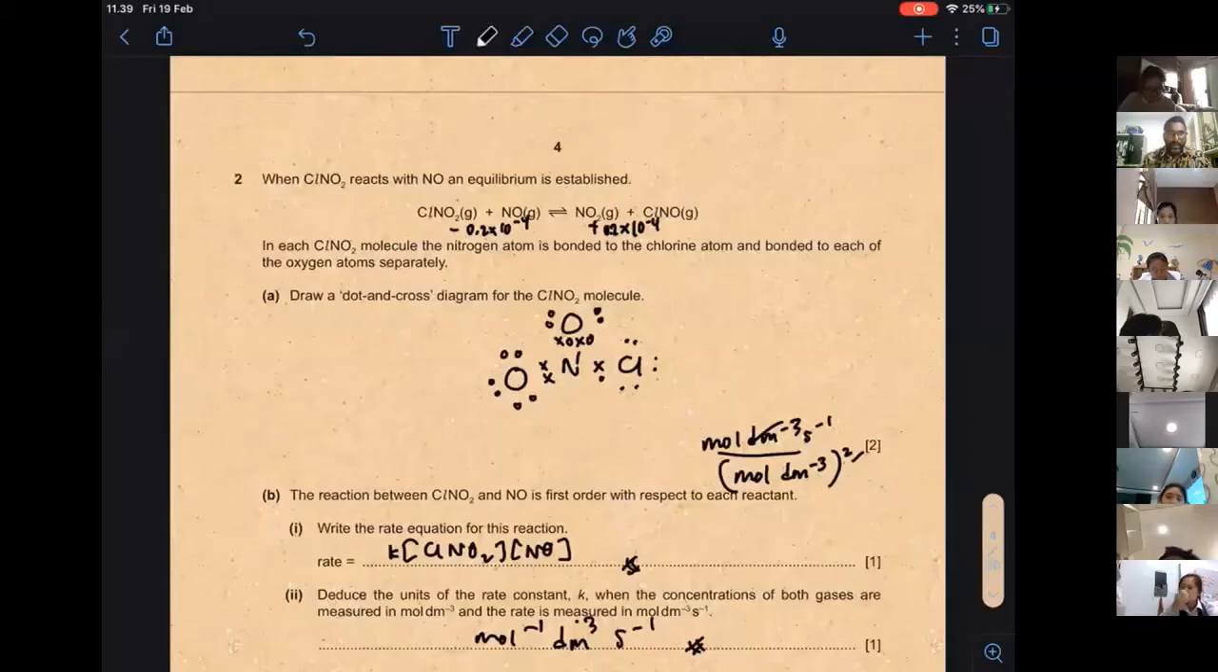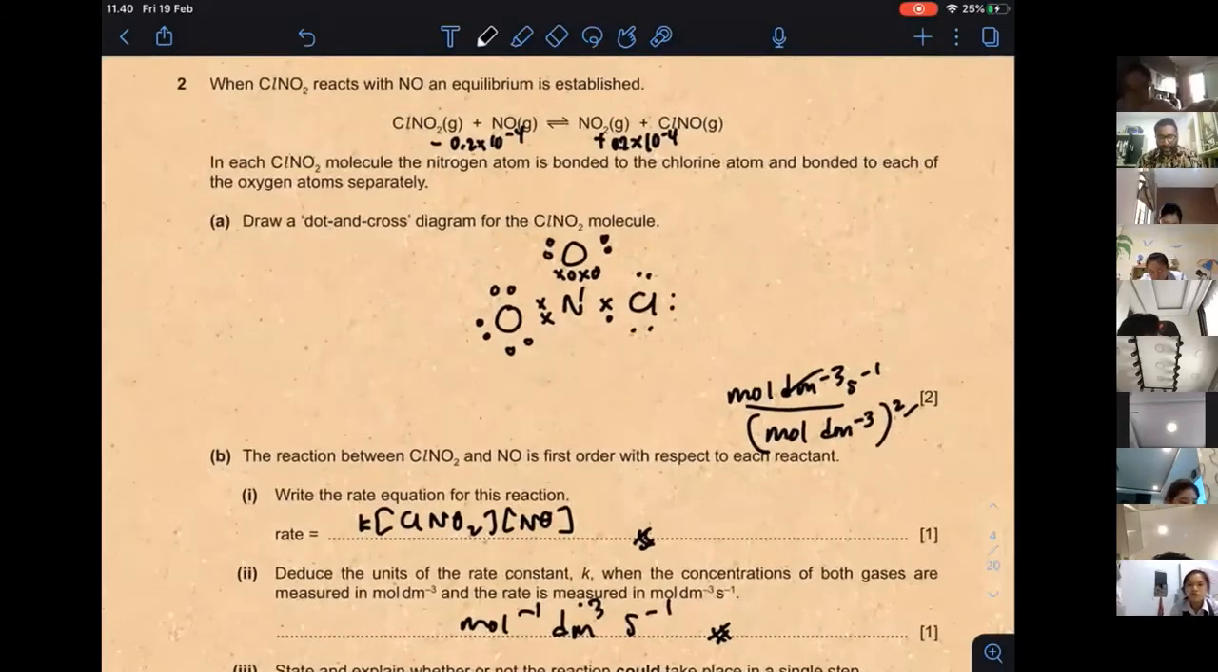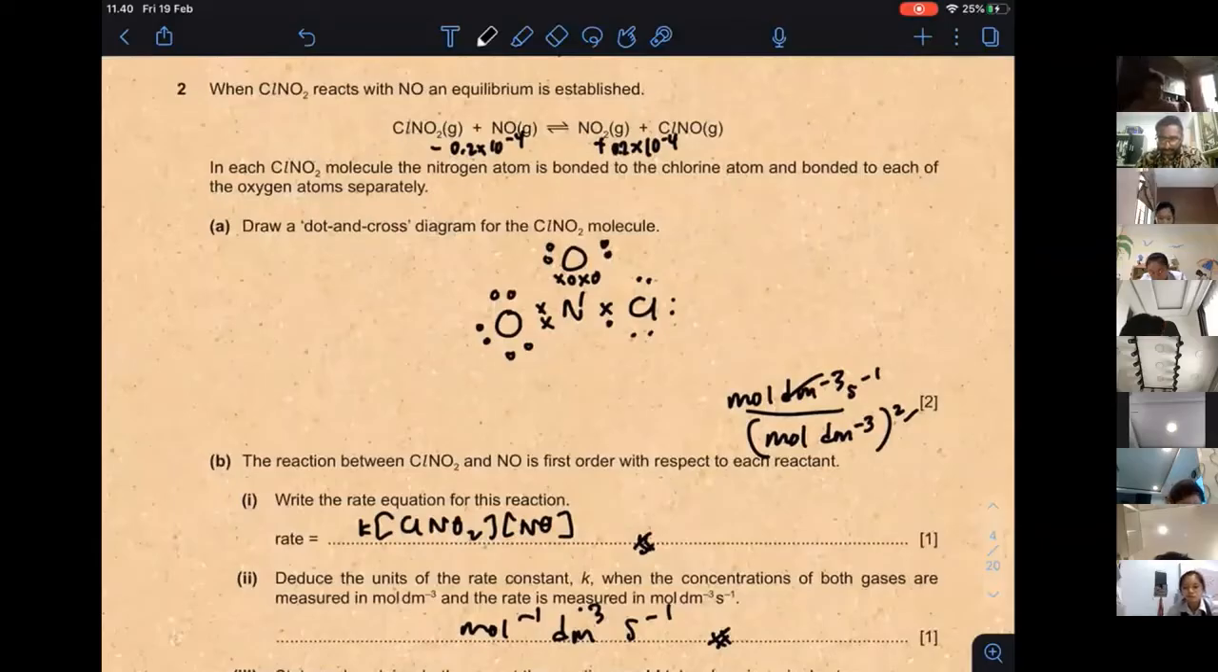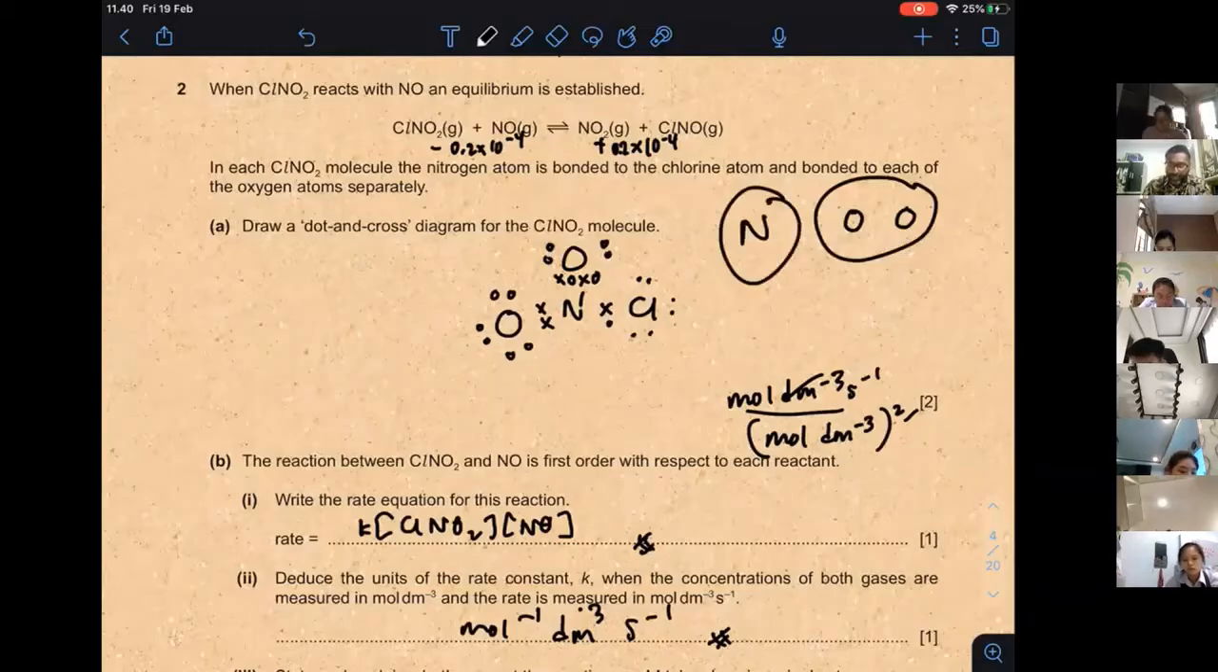Now, question number 2 is going to be the ClNO2 reacts with NO, and equilibrium is established. In each of the molecule, nitrogen atom is bonded to chlorine atom, and bonded to each of the oxygen atoms separately. So what they are trying to say is that the oxygen and oxygen don't bond together and then join with the nitrogen. It doesn't work that way.